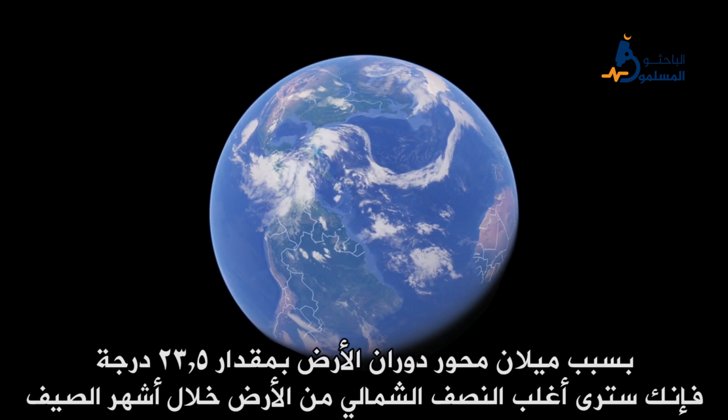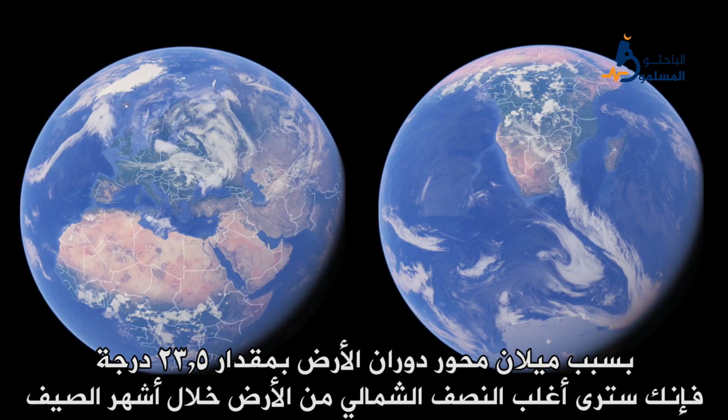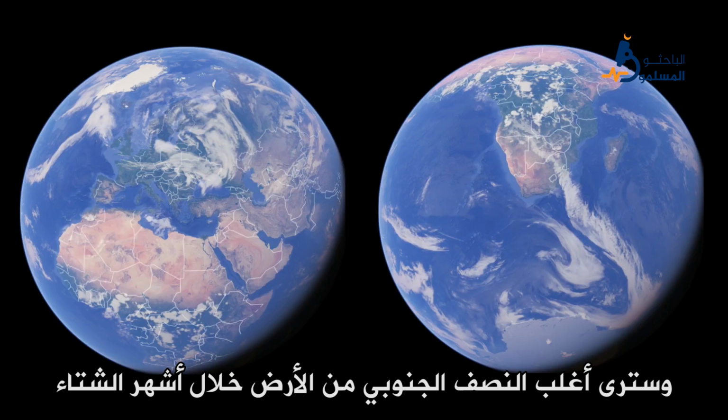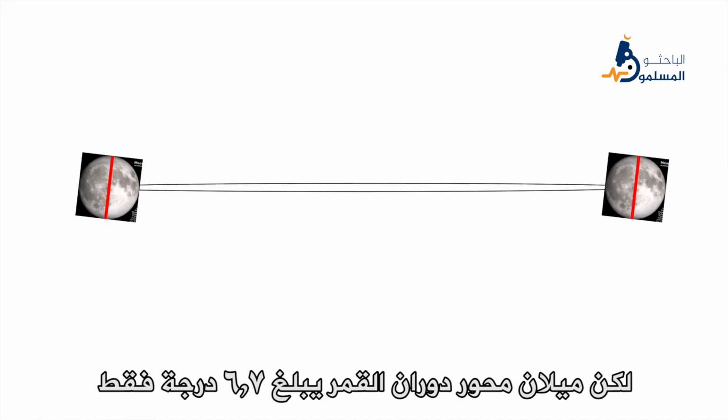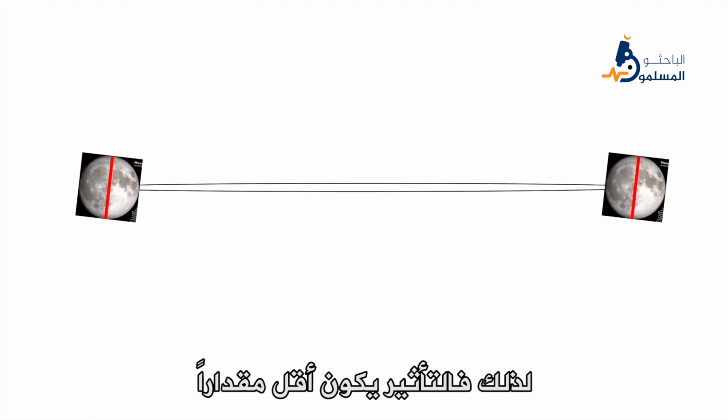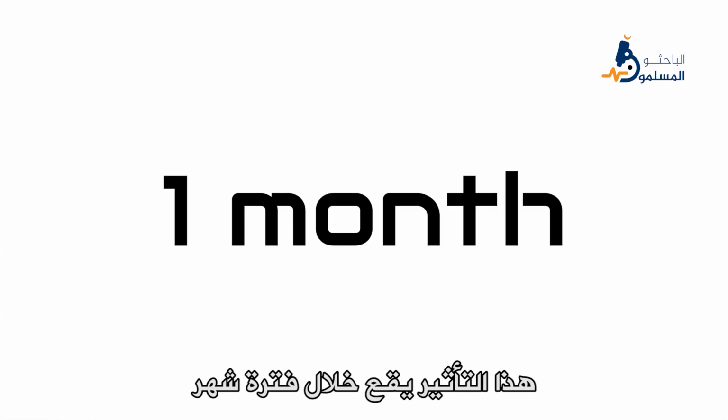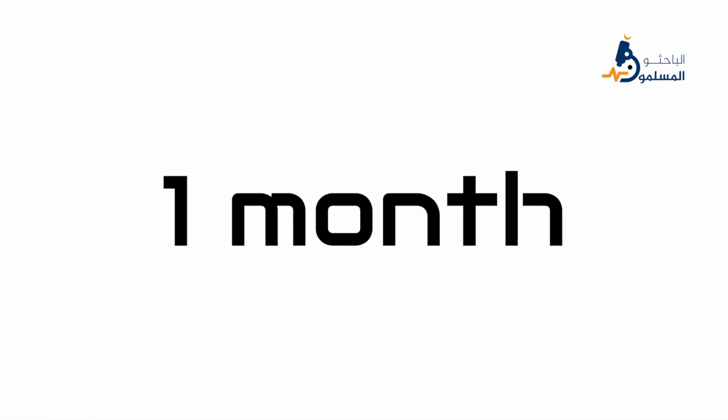Because of the 23.5 degree tilt of the Earth's axis, you would mostly see the northern hemisphere during the summer months and the southern hemisphere during the winter months. Latitudinal libration is the same thing. On the moon, however, the shift is only by 6.7 degrees, so the effect isn't as extreme. This effect also takes place over the course of a month.